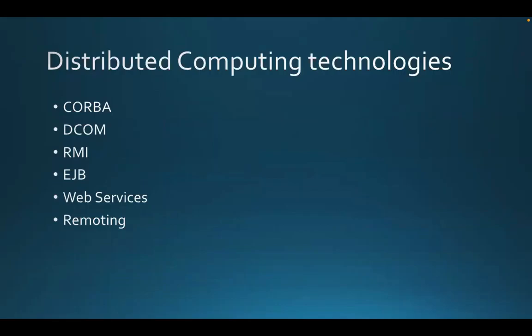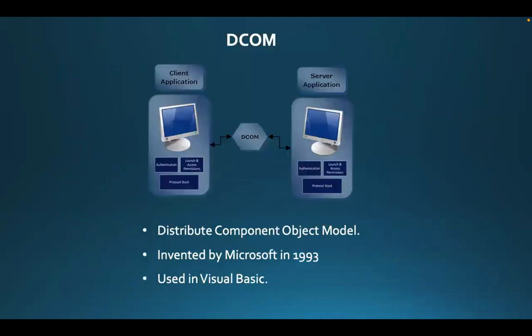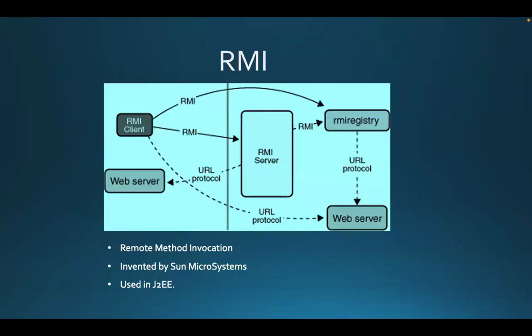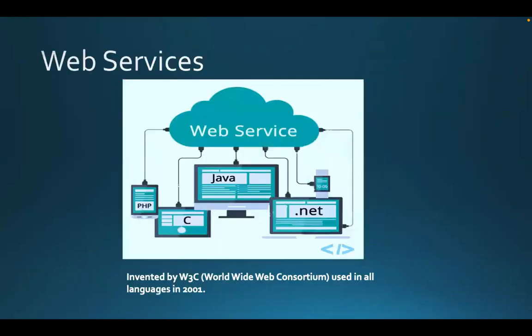These are all distributed computing technologies: CORBA, DCOM, RMI, EJB. CORBA is Common Object Request Broker Architecture, used in 14 languages. DCOM is Distributed Component Object Model, invented by Microsoft and used in Visual Basic. RMI, Remote Method Invocation, is used in J2EE. EJB, Enterprise Java Beans, is used in Java. We have web service, known to everyone.